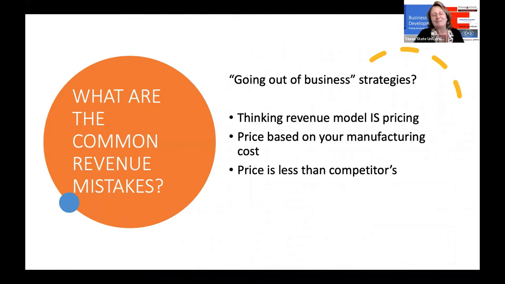So what are the going-out-of-business strategies? In other words, what are the common mistakes that many businesses make when they first start? If you think your revenue model is pricing, it is not. Your revenue model is not the pricing. Revenue is what revenue streams you are going to have. Pricing is a part of that, but that is not the revenue stream.